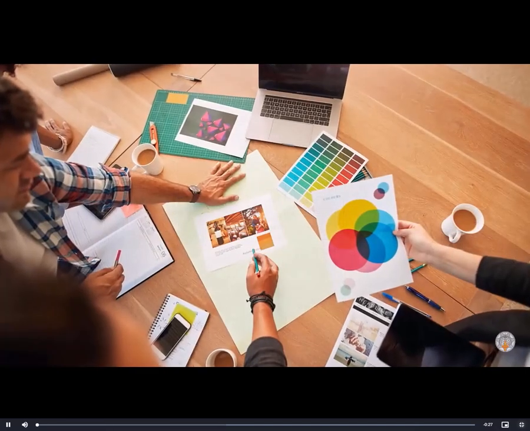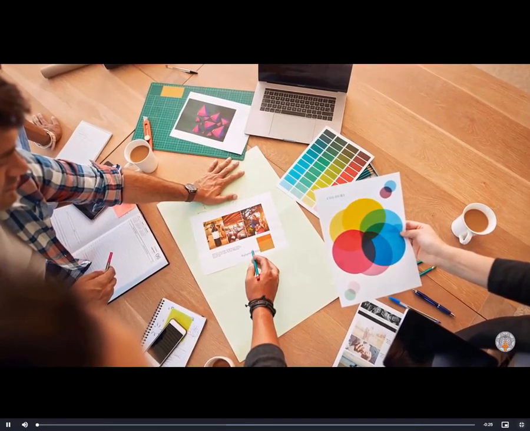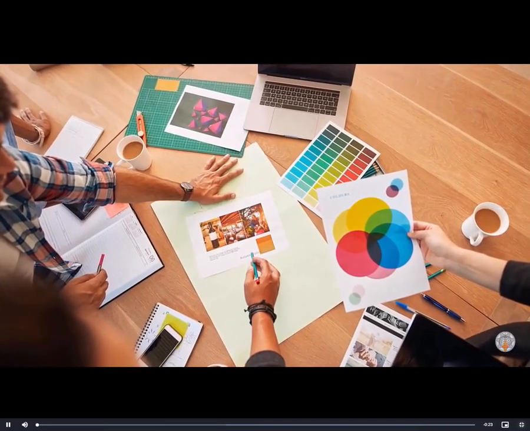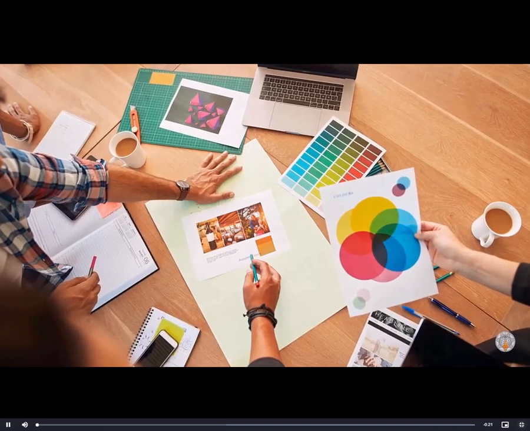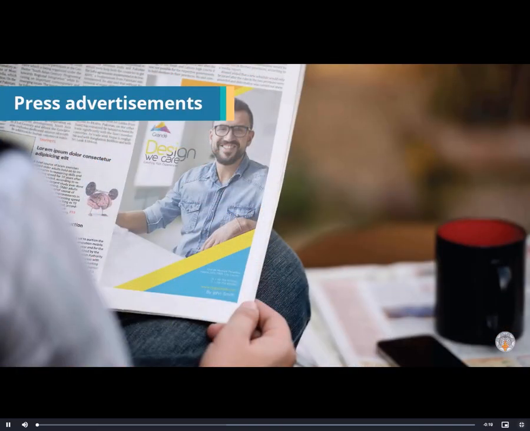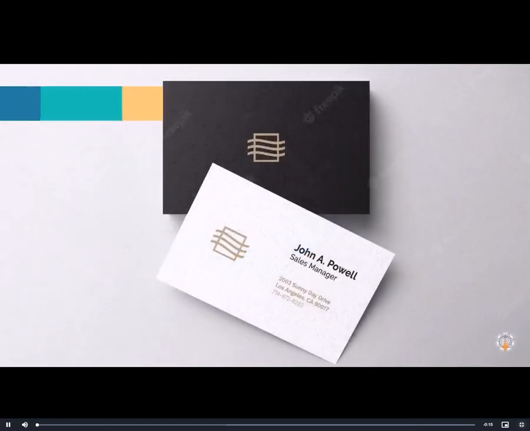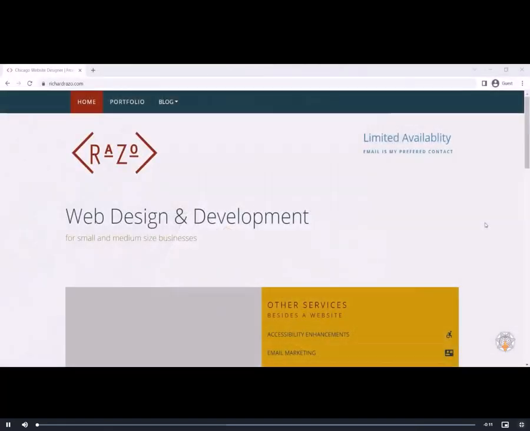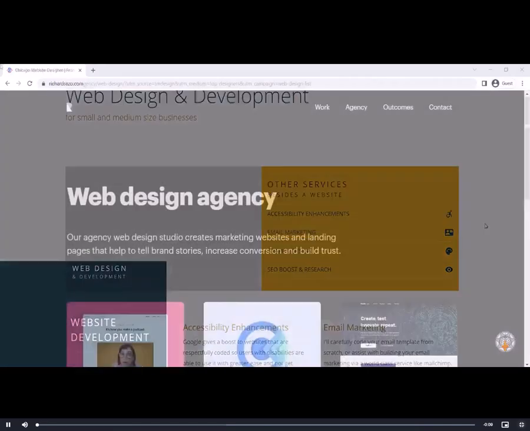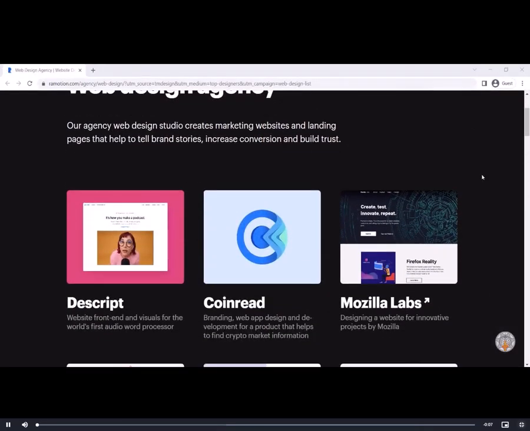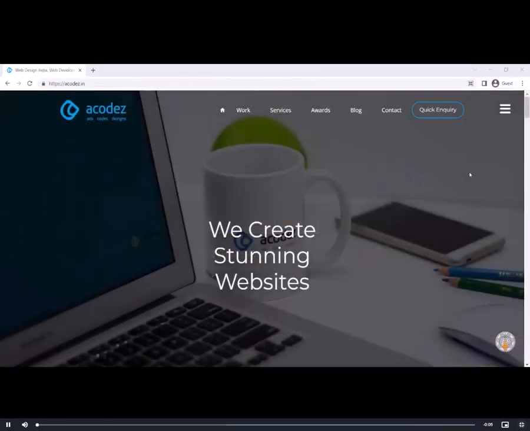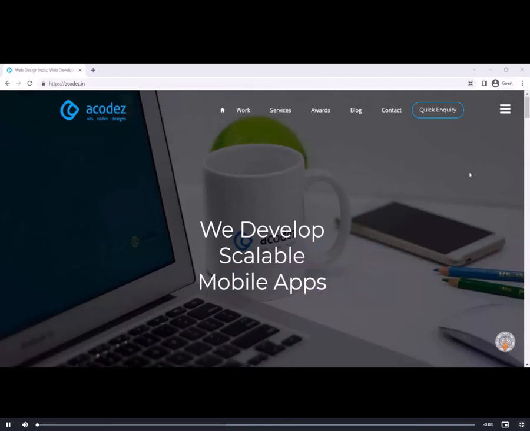Some of the advertising mediums previously used by the client for marketing purposes are press advertisement, handbills, brochures, business cards. There are several other companies in the market that provide the same services. A study of the competitors' websites can further refine the web design strategy.